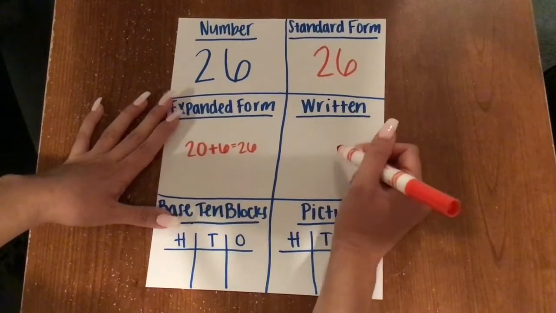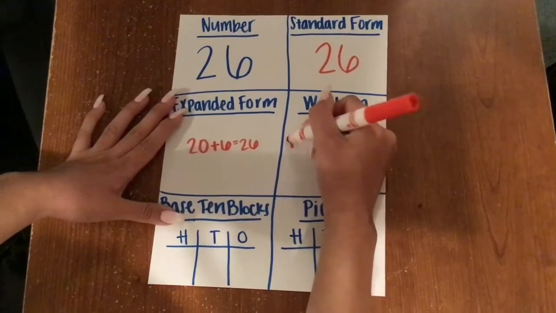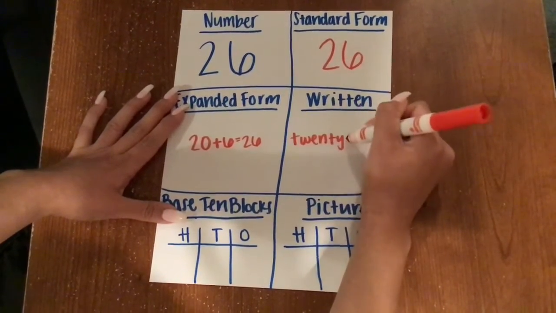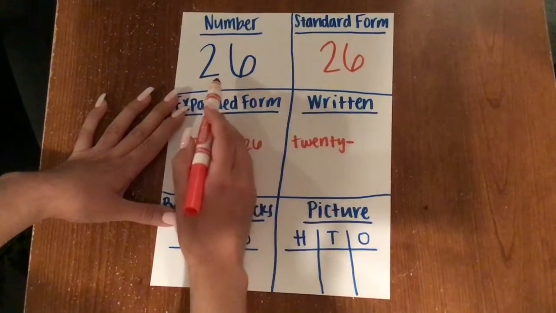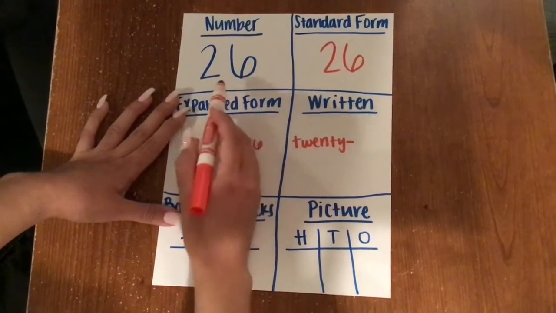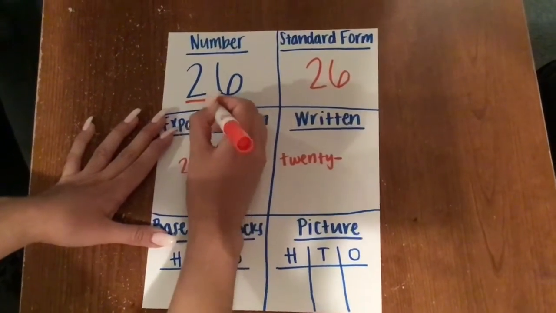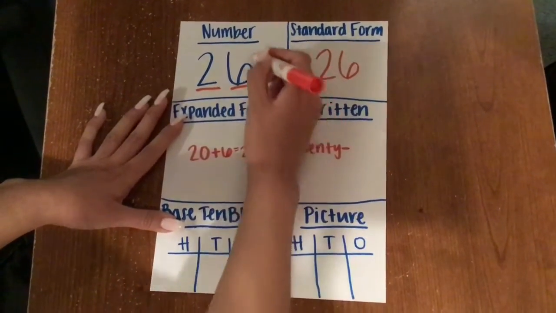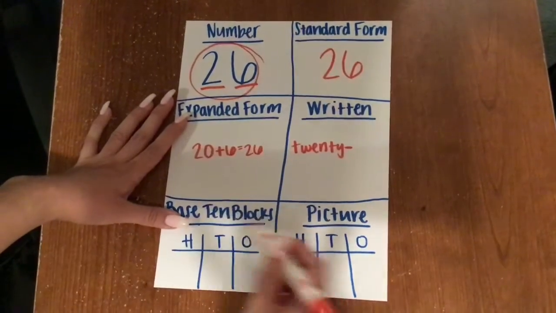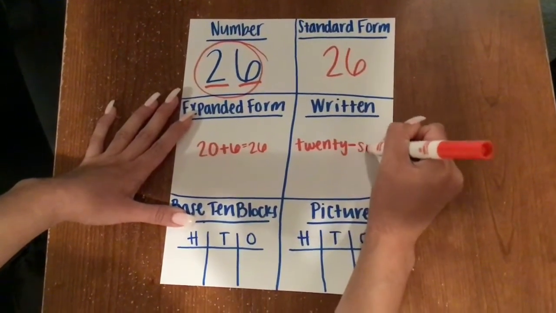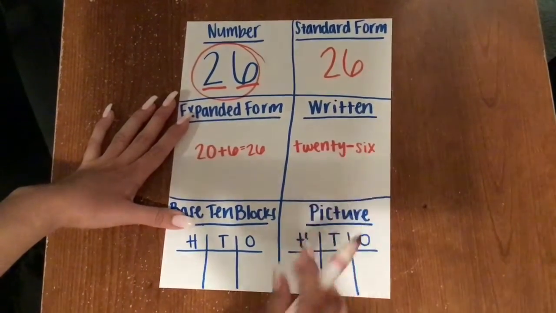Written form, you're just going to write it. So we're going to write 20, dash, when you have a number with 2 digits, because remember, this is a digit, this is a digit, that's the number. So you're going to draw a dash, and then you're going to put 6. Don't forget about the dash.